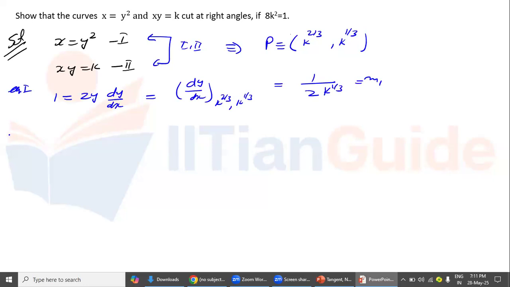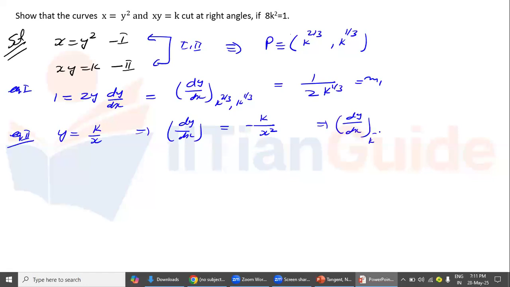Now equation number 2, I am differentiating. Just write y is equal to k by x. That will be better. Differentiate it, dy by dx, I will get minus k upon x square. But I need dy by dx at the point P, whose x coordinate is 2 by 3 and y coordinate is 1 by 3. I am writing quickly that I am getting minus k upon x power 4 by 3.